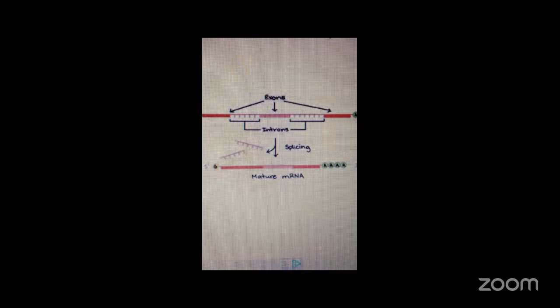Next one we discuss is the chloroplast and mitochondrial genome. See here, wait a few minutes.